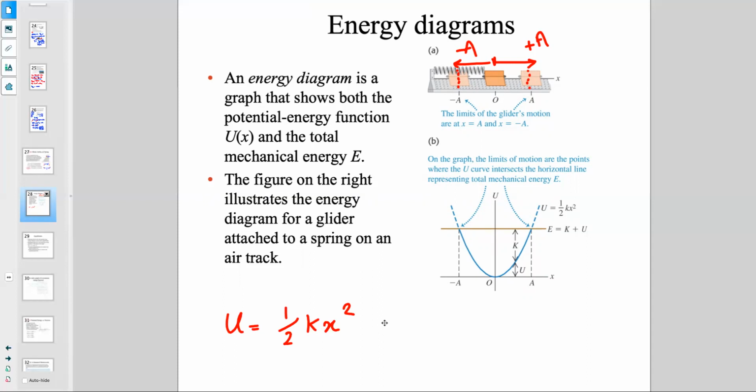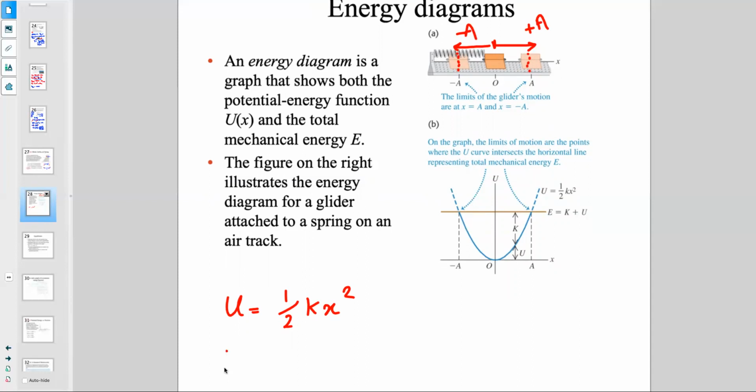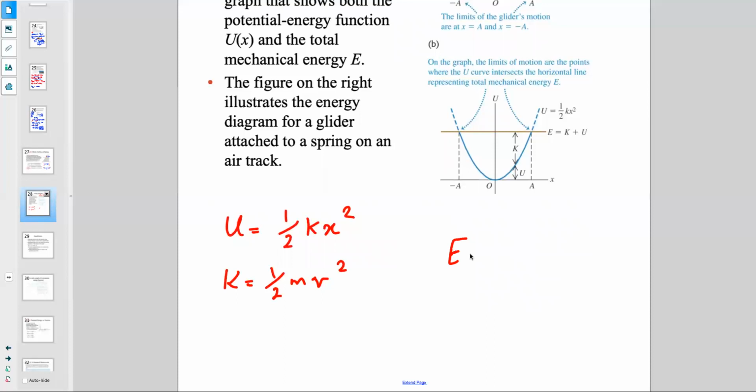And then you have a kinetic energy, which is half m v squared. And you know, because there are no non-conservative forces involved, there is no friction involved, in other words, you know that this value E, which is U plus K, should be constant. It should not change at all. In other words, you have a straight line like that. It does not change with x. But if x is changing, the E value is constant.